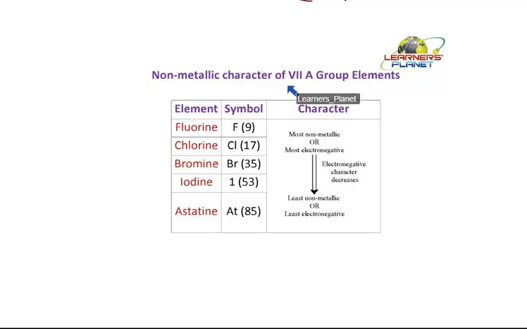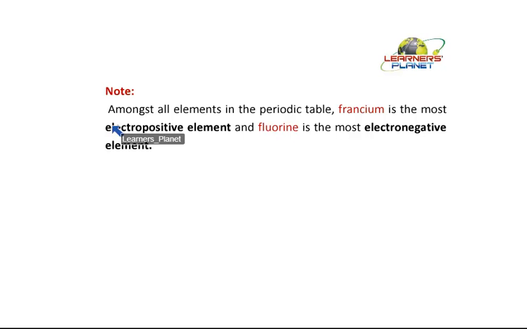Now the non-metallic character of 7th A group elements. So what are 7th A group elements? Fluorine, chlorine, bromine, iodine and astatine. So fluorine is non-metallic or most electronegative and astatine is least electronegative. So note one thing, amongst all elements in the periodic table, francium is the most electropositive element and fluorine is the most electronegative element.